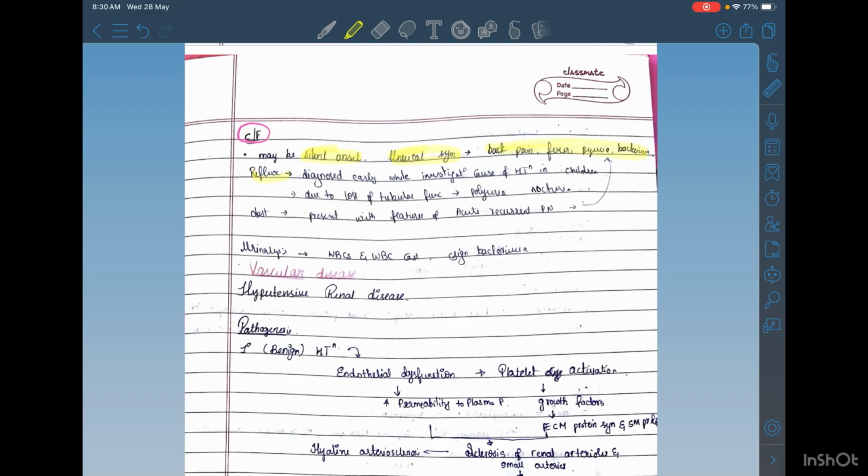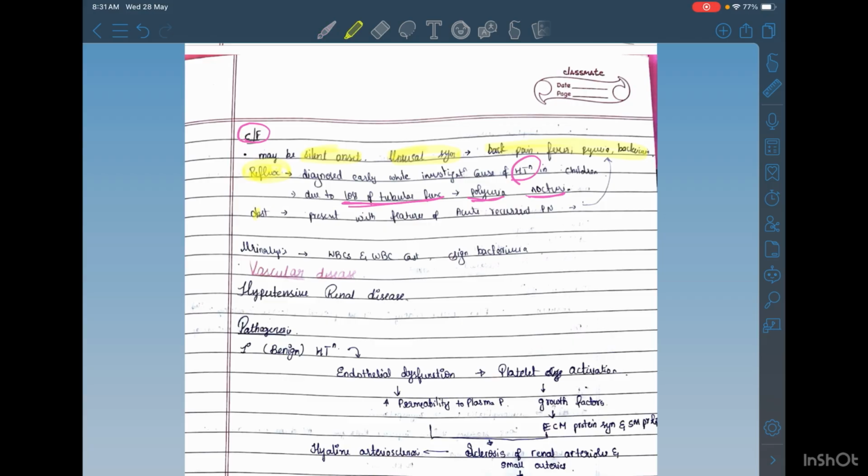Then in reflux, it is diagnosed early because reflux is congenital. So those children will have hypertension, because you can see the blood vessels have end arteritis obliterans. So it is diagnosed while investigating the cause of hypertension in children. Due to the loss of tubular function, there will be polyuria and nocturia.